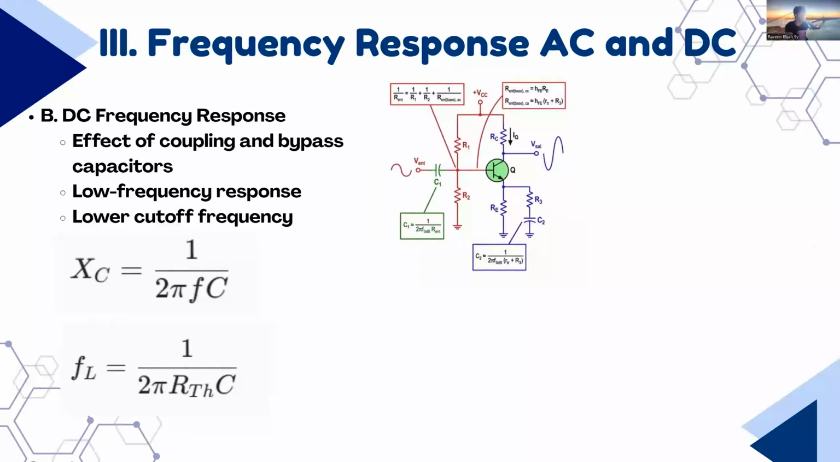So let's talk about the frequency response of a BJT. Effect of coupling and bypass capacitors, low frequency response, lower cutoff frequency. When evaluating an amplifier frequency response, we look at why the voltage gain drops outside the midband. At low frequencies, this drop-off is caused entirely by the network's external capacitors, this capacitor, this capacitor, and one more capacitor here.